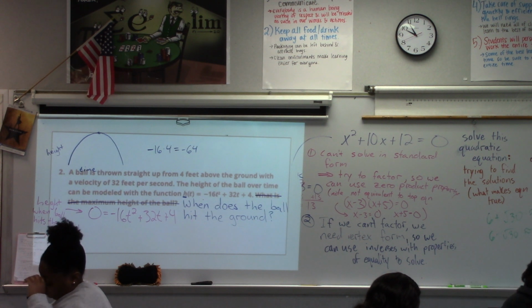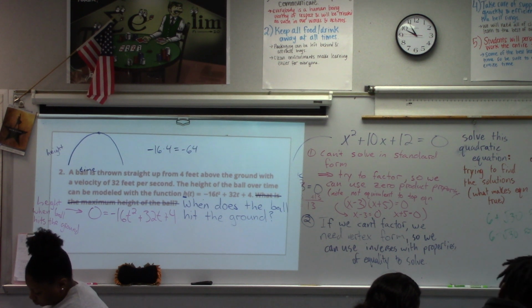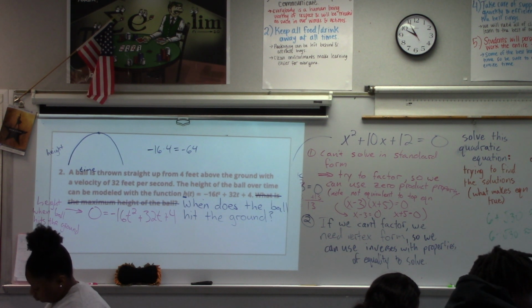Remember, Sheridan, you don't need y equals. This isn't a function. You just need this vertex form as an expression. Negative 16 times x. What's the h? It's 1. What's the k? Plus 20.